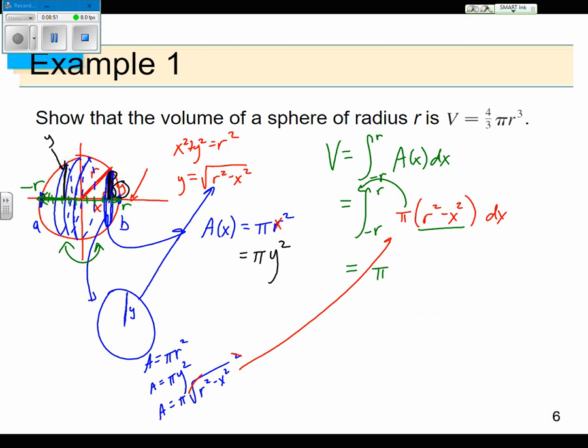I'm doing my antiderivative step, so let me get rid of my integral. So this r squared, that'd be the same as 3 squared. That'd be the same as if I just integrated 9. If I integrate 9, I raise the exponent by 1, put it over the new exponent. If I integrate 9, it gives me 9x. If I integrate r squared, it gives me r squared x. And if I do the same thing with x squared, I get 1/3 x cubed. I'm evaluating this from negative r to r.